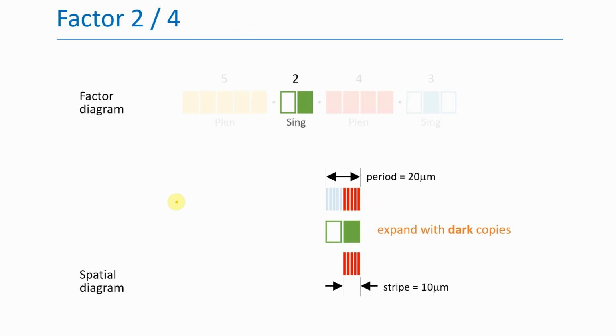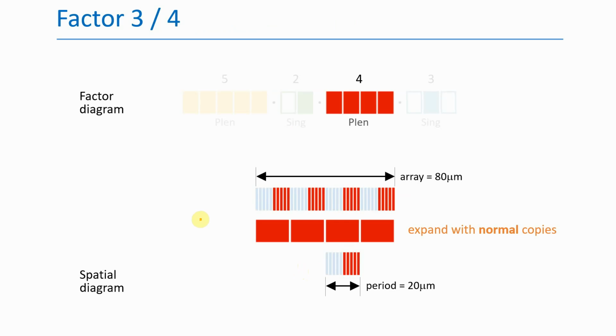Next up, we have a size 2 singular. Like before, we expand the stripe, this time 2-fold. But this time, it's a singular factor, so instead of adding normal copies, we add dark copies, or in this case, just 1. This gives us the period.